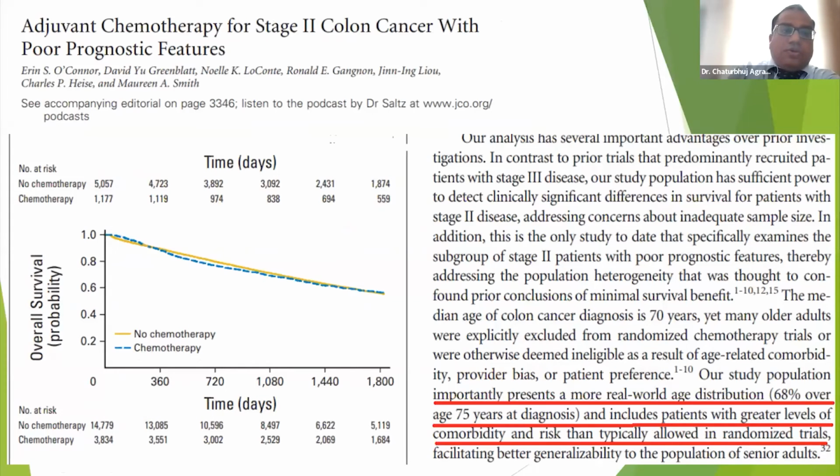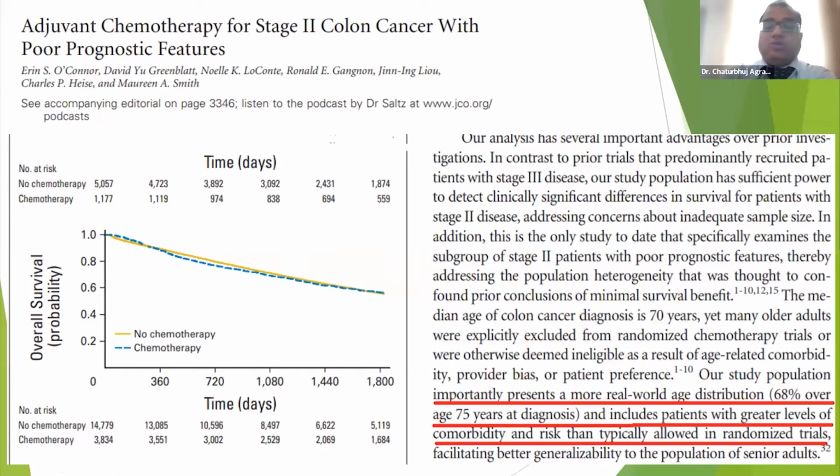So there was a thought process about what to do with individuals who are more than 75 years of age. Then there came this meta-analysis, which I wanted to highlight. Their patient population importantly represented a more real world age distribution, and 68% of the patients were more than 75 years of age at diagnosis. And it included patients with greater comorbidities and risk, which is typically not allowed in clinical trials.